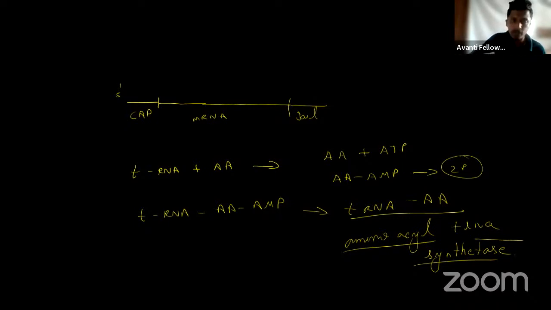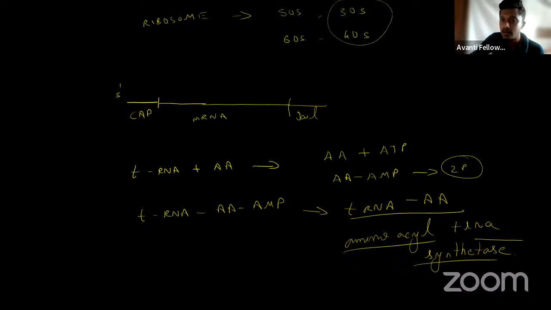Now next, what happens? Once we have our tRNA, our target is to make protein, right? For that we have ribosomes. Our ribosomes are of 2 types. Prokaryotes have 50S and 30S ribosomes, and eukaryotes have 60S and 40S ribosomes. We already know this information. So these are smaller subunits.